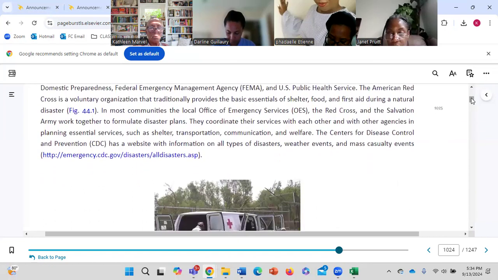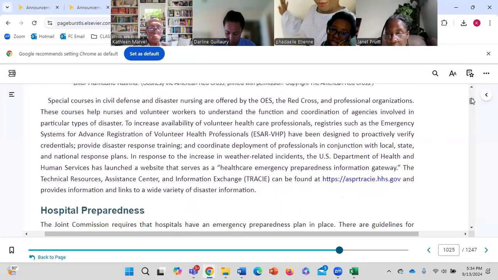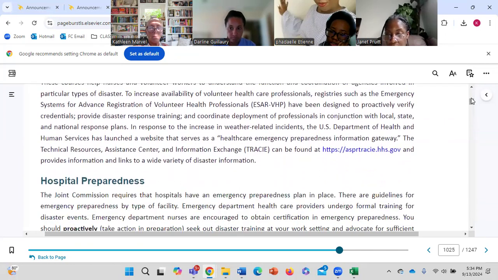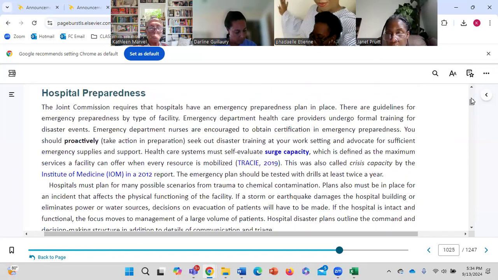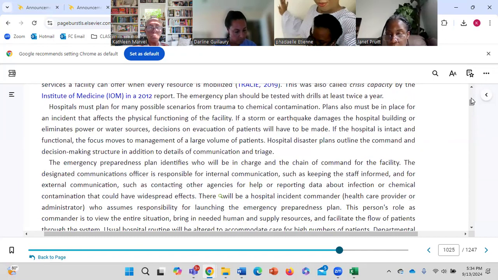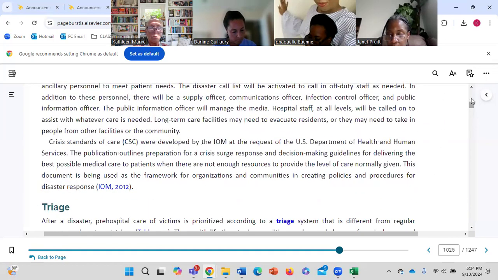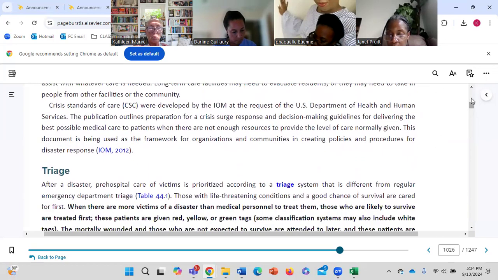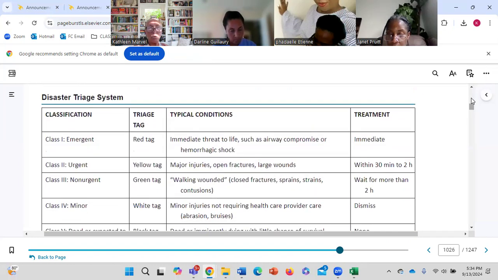I'm just reading through this real quick to see where we can find the phases if that's not what they are. I'm looking to see if it is in here. I think maybe what she was talking about is the triage system. Okay, there's your triage.